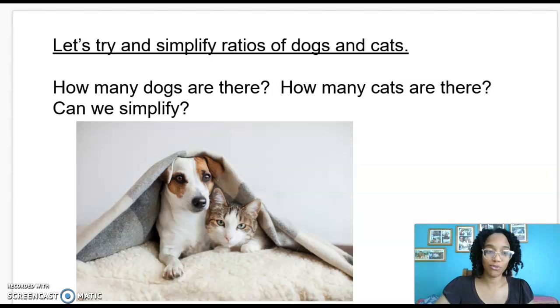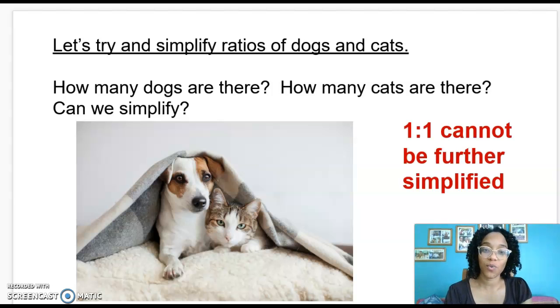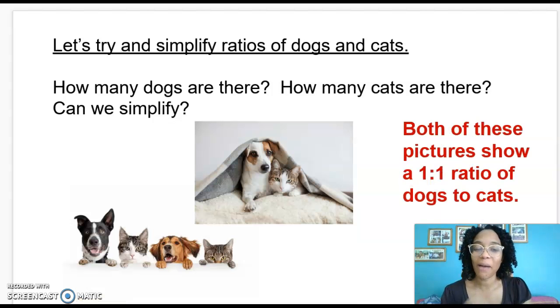Here we see 1 cute little dog and 1 cute little cat. So the ratio is 1 to 1, and it can't be simplified further. Watch out. I want you to see that both of these pictures, even though they show different numbers of dogs and cats and different numbers of animals in total, they both show a ratio of 1 to 1. 1 dog for every 1 cat, or 1 cat for every 1 dog.